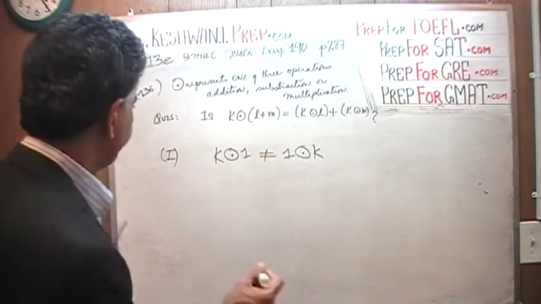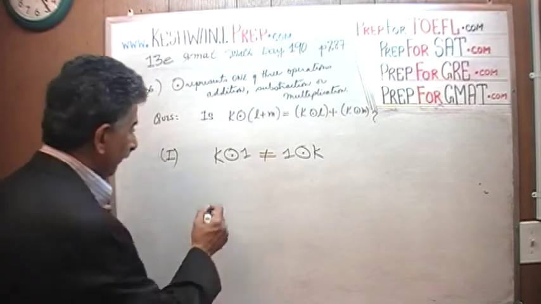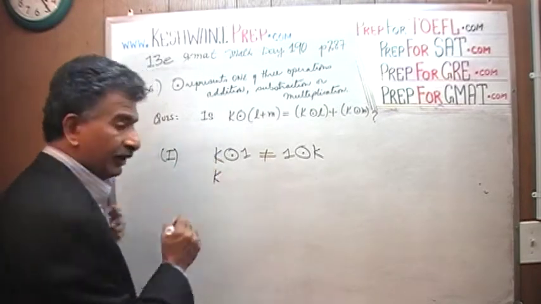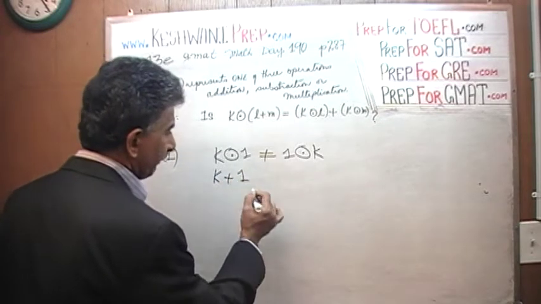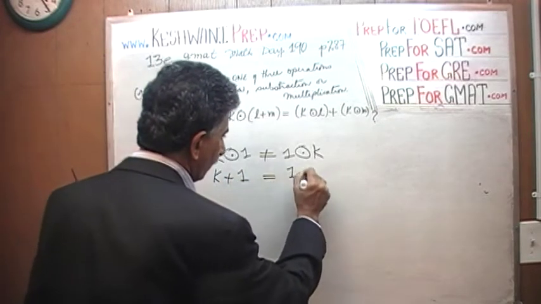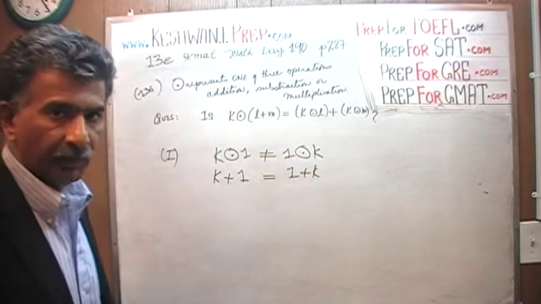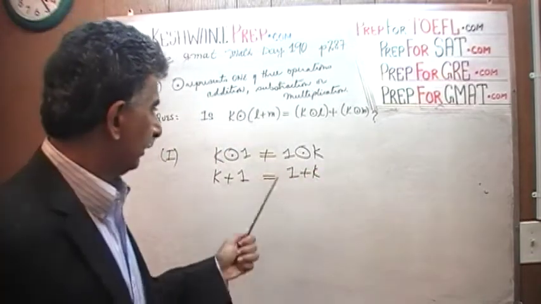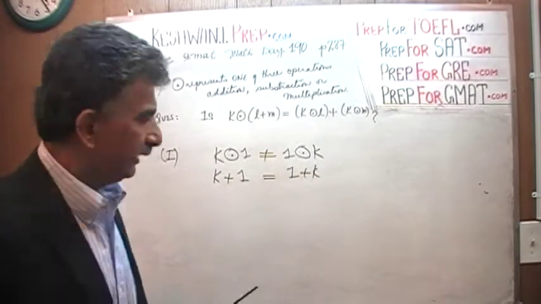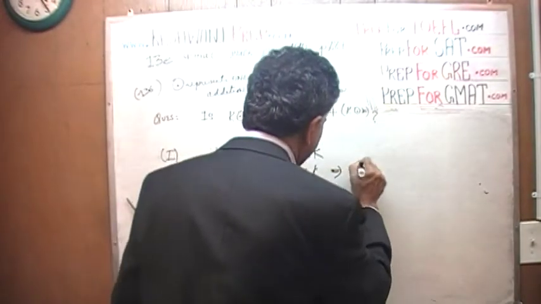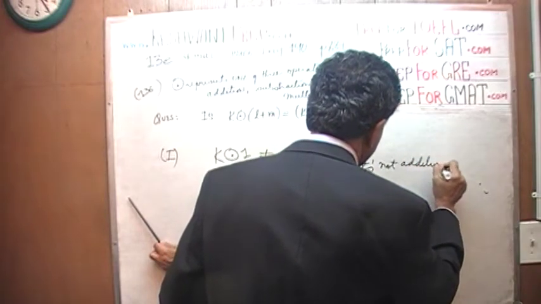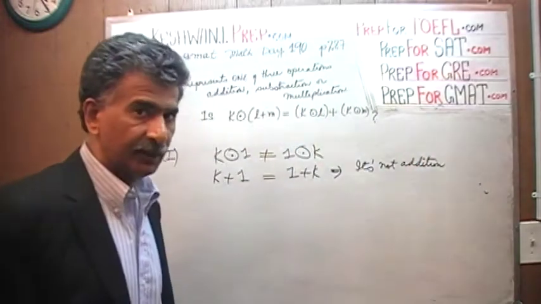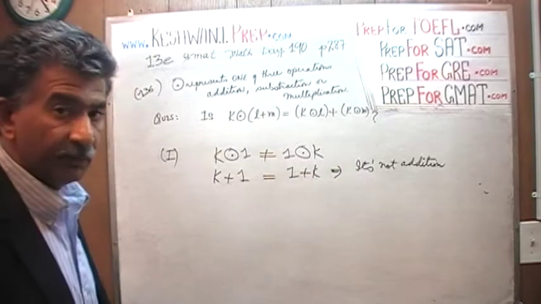Let's find out. For example, if the operation in question had been an addition, it would have been k plus 1. But k plus 1 would have been equal to 1 plus k. But we are told that it does not equal. That implies that it's not addition. The operation in question is not addition, because had it been addition, this would have held.